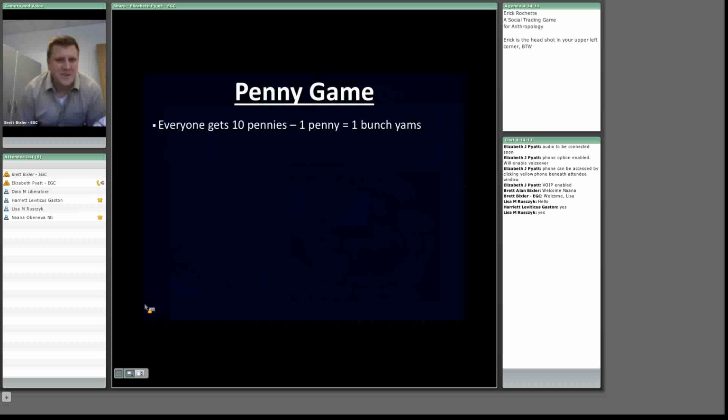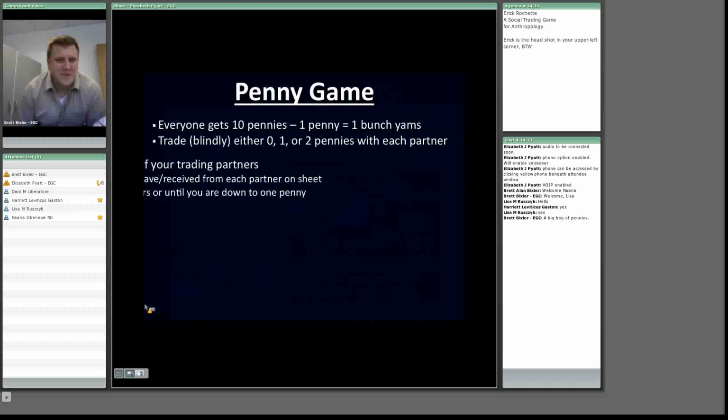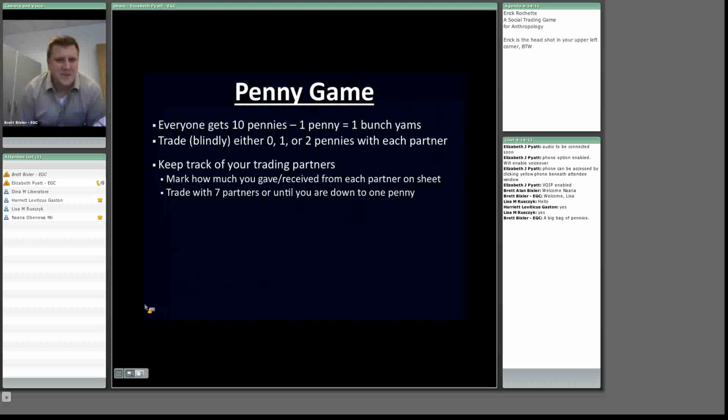But the way it works is everybody's given an equal amount of pennies, and then they're told that basically they have to trade blindly with one another, either 0 pennies, 1 penny, or 2 pennies. But they're not supposed to let their partner know how much they're trading. And what happens is, if you go up to someone and offer to make a trade with them, they can't refuse, which is how gifts work. You're not supposed to refuse a gift.